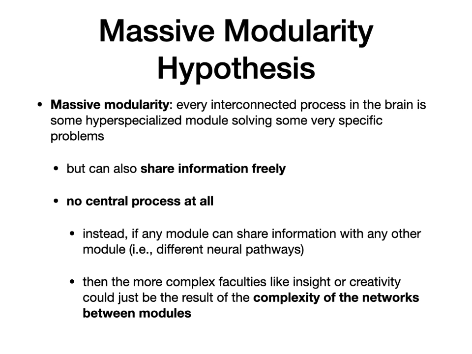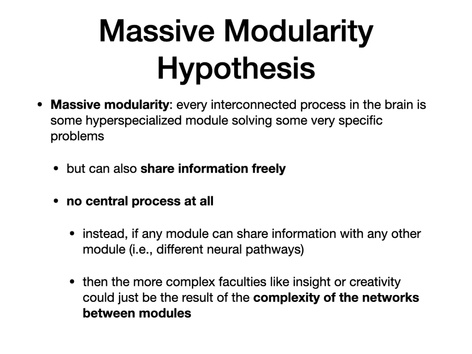So instead of a central process being hypothesized here, if any module can share information with any other module, through different neural pathways, different connections formed in the brain, then the more complex faculties like insight and creativity could just be the result of the complexity of those networks. They can have a very complex chain of interaction between all these different modules and create pathways, instead of there being a mush of general processing somewhere going on, right?